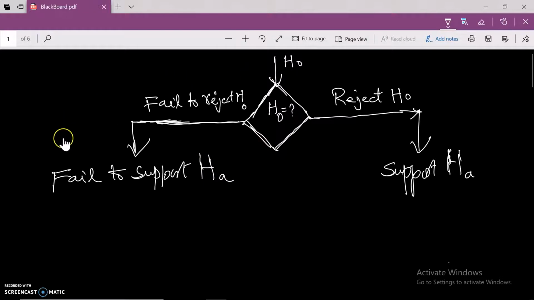So with this infographic, one can very easily understand what the decision is, how we are going to decide our hypothesis test. So remember again, if we reject the null hypothesis, we support the alternative hypothesis. If we fail to reject the null hypothesis, then we fail to support the alternative hypothesis.